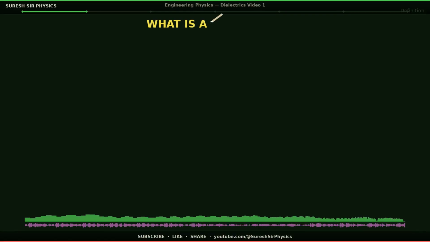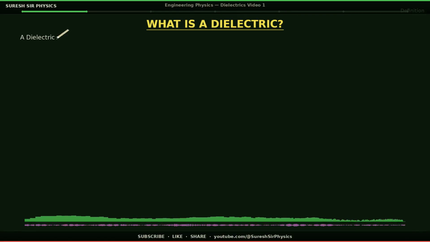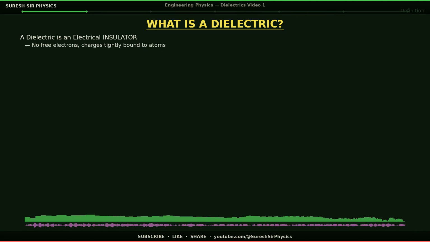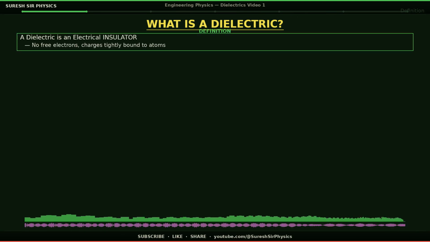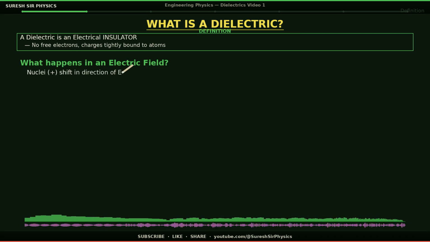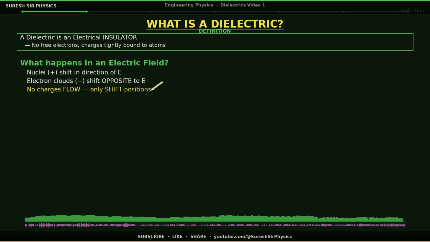Let me give you the clearest possible definition. A dielectric is a material that is an electrical insulator, meaning it does not conduct electricity. Its electrons are tightly bound to atoms and cannot move freely. But here is the key point that makes dielectrics different from just any insulator. When you place a dielectric in an external electric field, something special happens inside it.